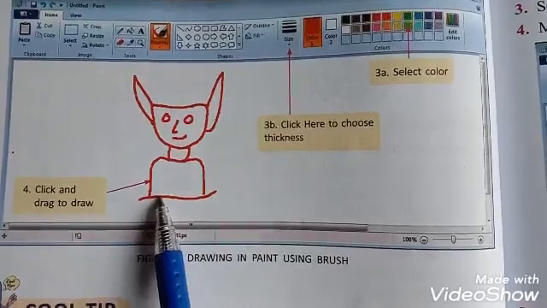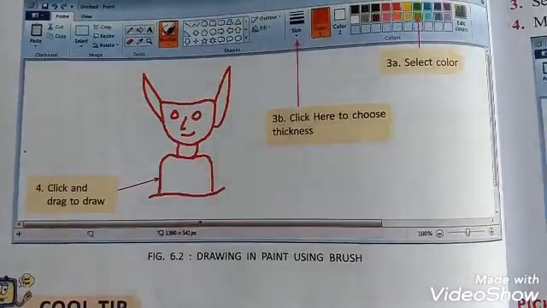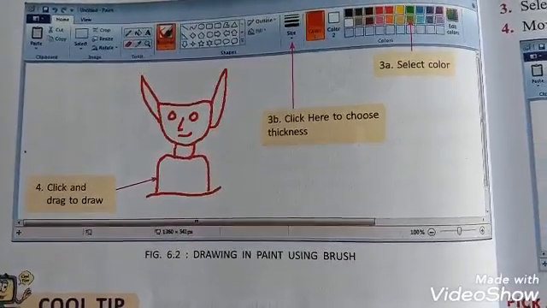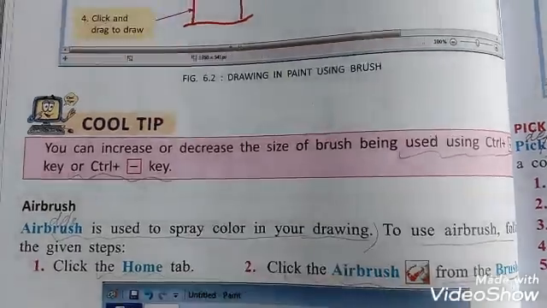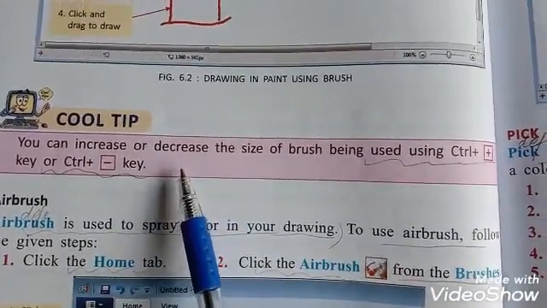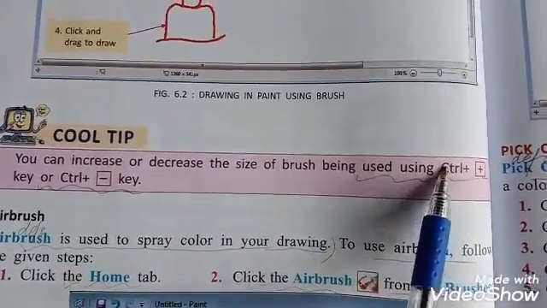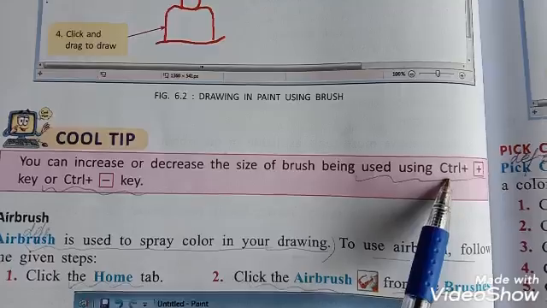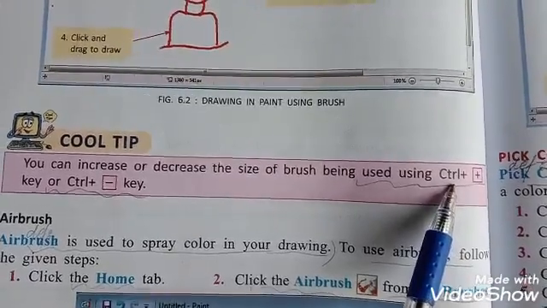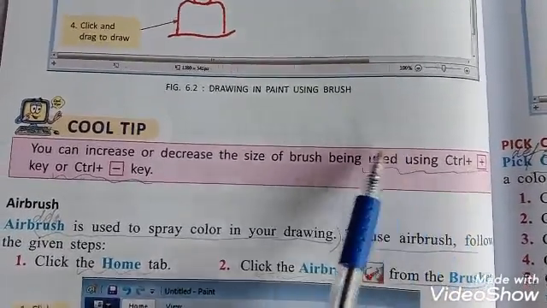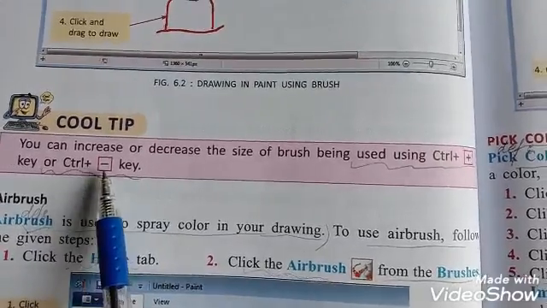This is the picture in Paint by using brush. Cool tip: you can also increase or decrease the size of brush by using a shortcut key. To increase the size, click Ctrl plus plus, and to decrease the size, Ctrl plus minus.